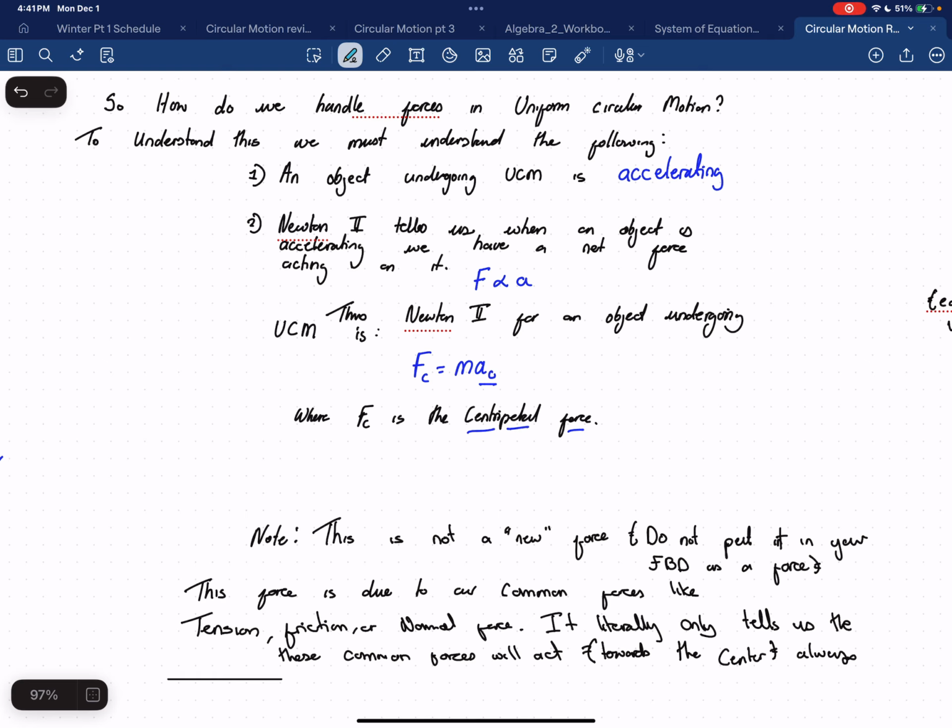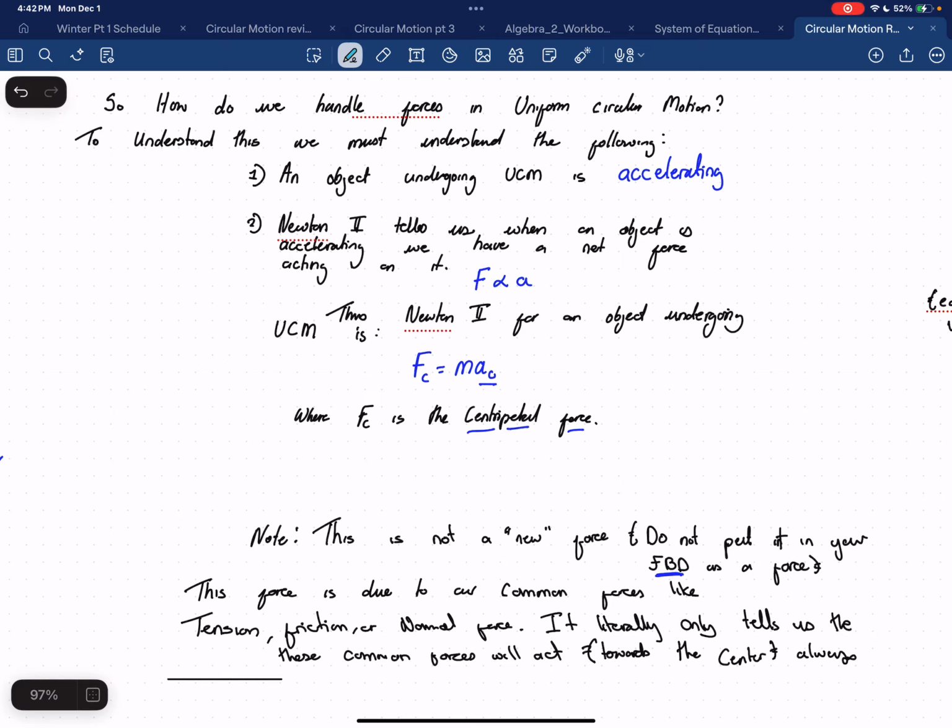Now, the centripetal force is not a new force. Do not put it on your free body diagram. Never do that, guys. Please, do not put the centripetal force on your free body diagram. The force is mainly due to common forces like tension, friction, and the normal force, etc. It only tells us these common forces will act towards the center.